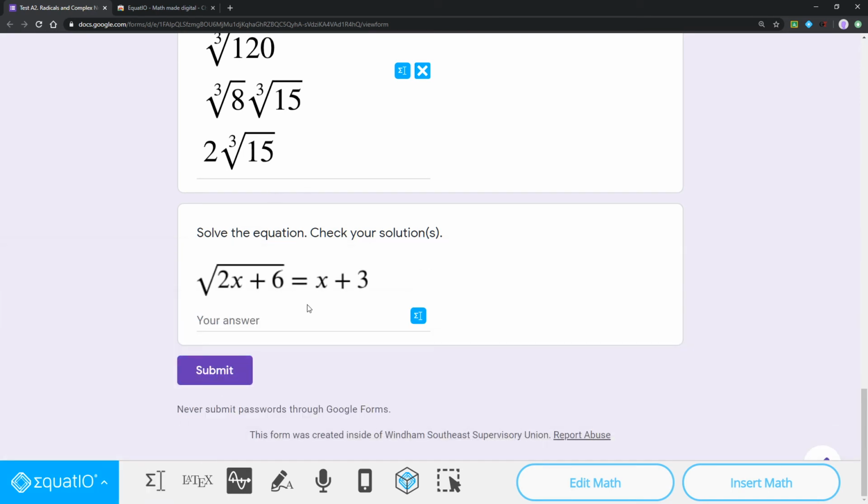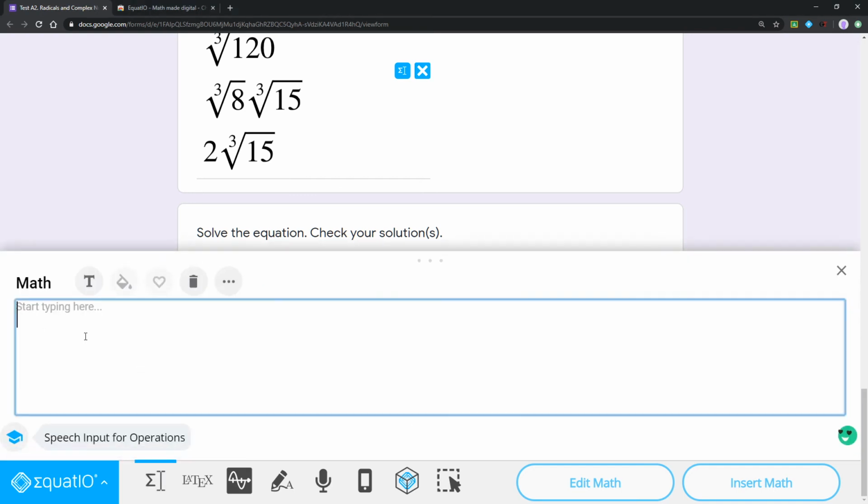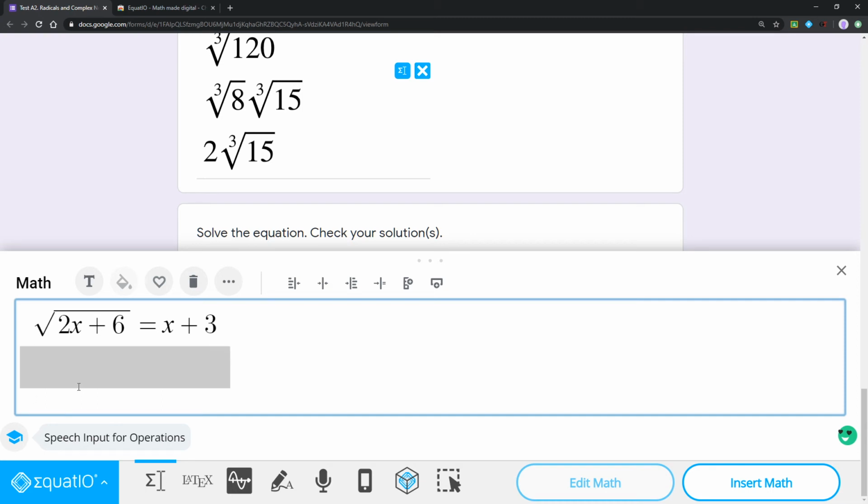Root 2x plus 6 equals x plus 3. All right, here we go. So square root of 2x plus 6 equals x plus 3. Now, in order to solve these kinds of problems, the first thing you do is get the radical by itself, isolated on one side of the equation. That is done. Then I'm going to tell you what. Let's copy and paste. I'm going to square both sides.